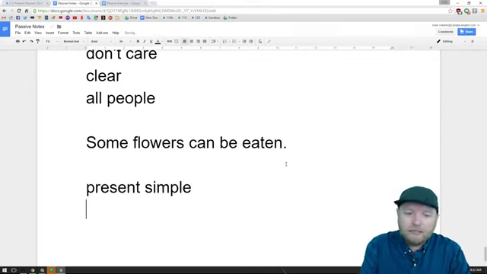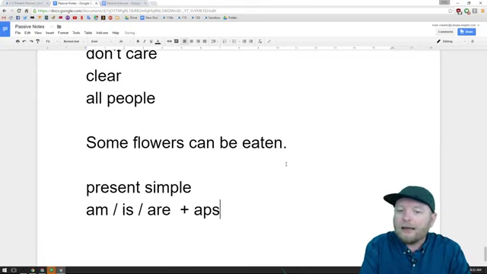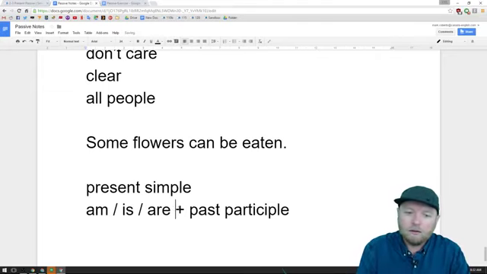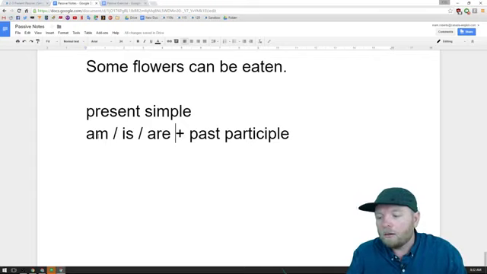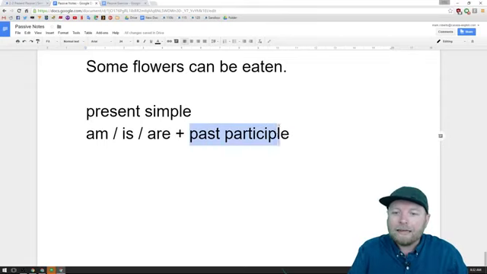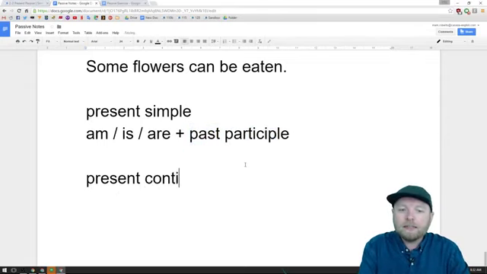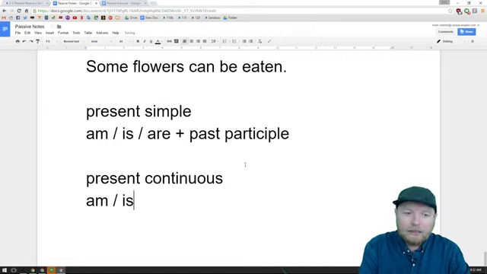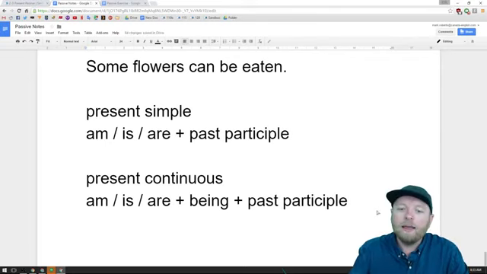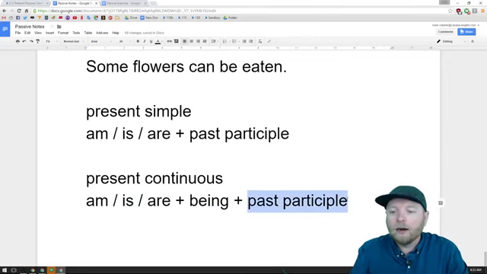Present simple. We need to say am, is, are, plus a past participle. Okay? Example, the wine is made in France. Present continuous: am, is, or are, plus being, plus a past participle. Okay, example, the road is being repaired, right?